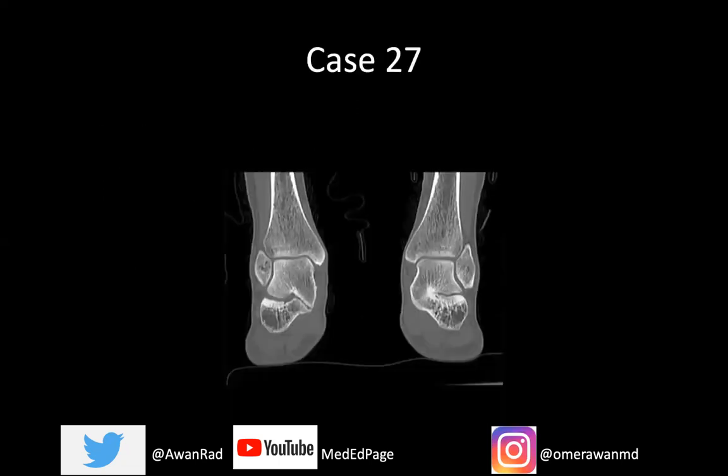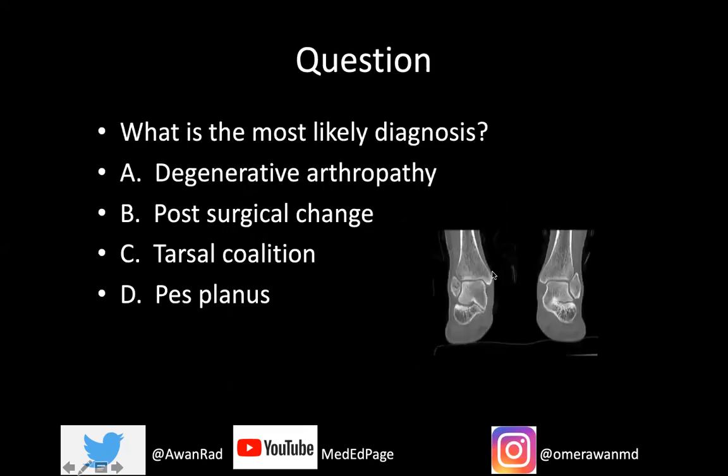Case 27, we have coronal images of the ankle bilaterally, right? The question that we have here is, what's the most likely diagnosis? Well, notice that there's osseous fusion or coalition between the talus and calcaneus on one side, and on the other side, this is not really degenerative changes. There's close apposition with jagged, ill-defined, ragged edges, again, at the talocalcaneal articulation. So this is actually an example of tarsal coalition.